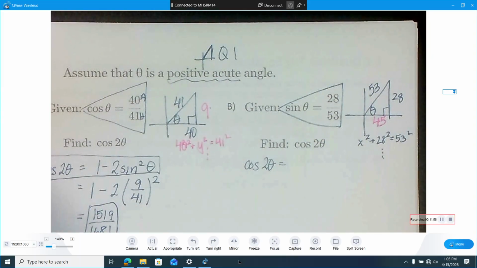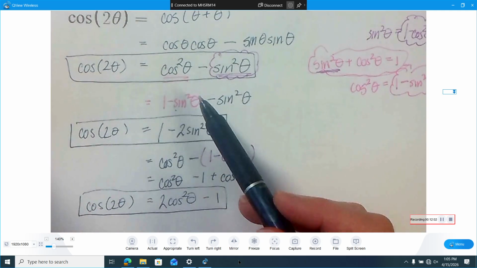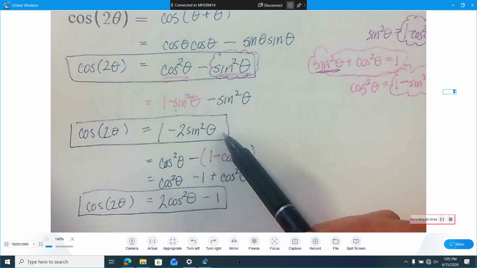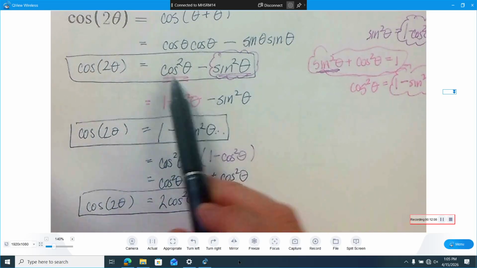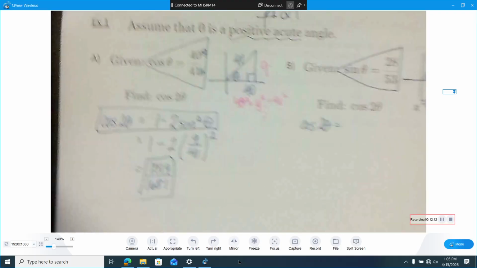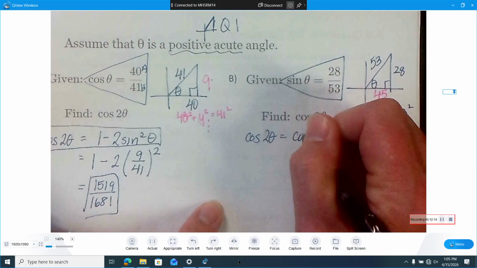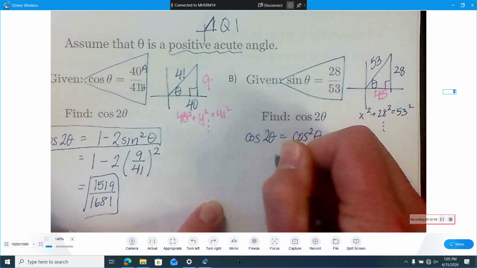Now that I've completed my triangle, I want to find cosine of twice that angle. What formula do you want to use? First, second, or third? Since we already know sine, we could use this one. This would be the best choice, but let's go ahead and just use the cosine squared minus sine squared for doing something different. So cosine squared theta minus sine squared theta.